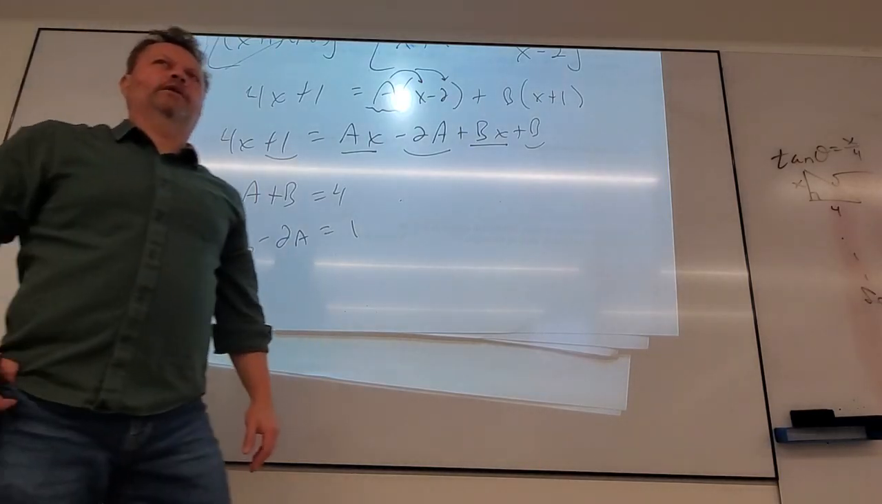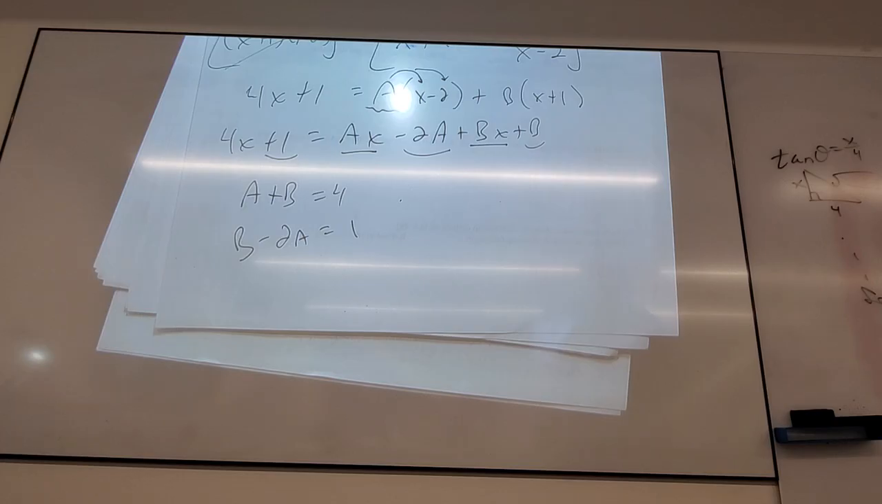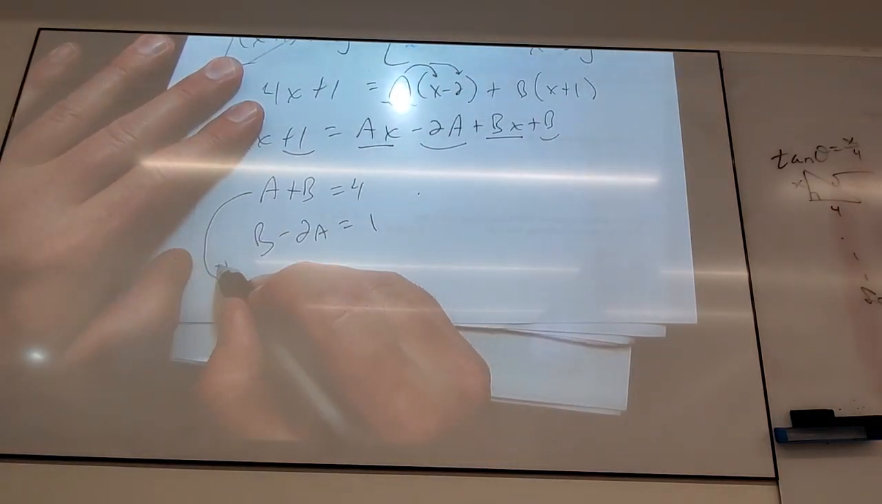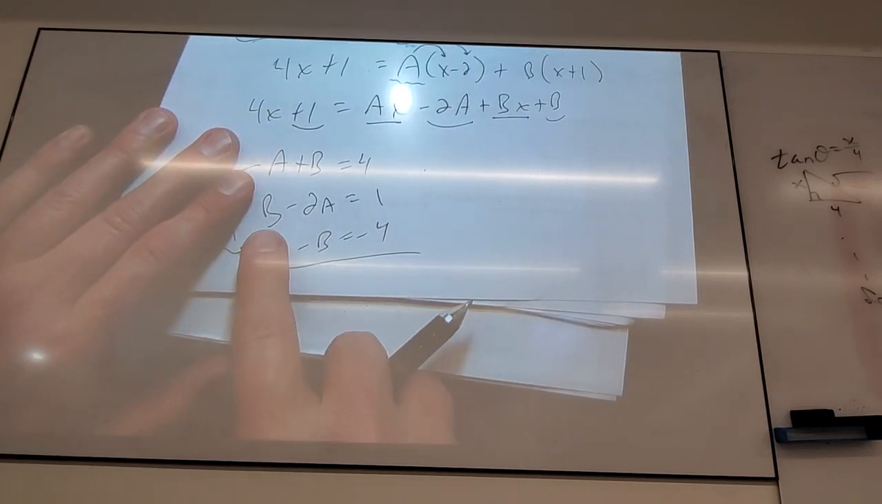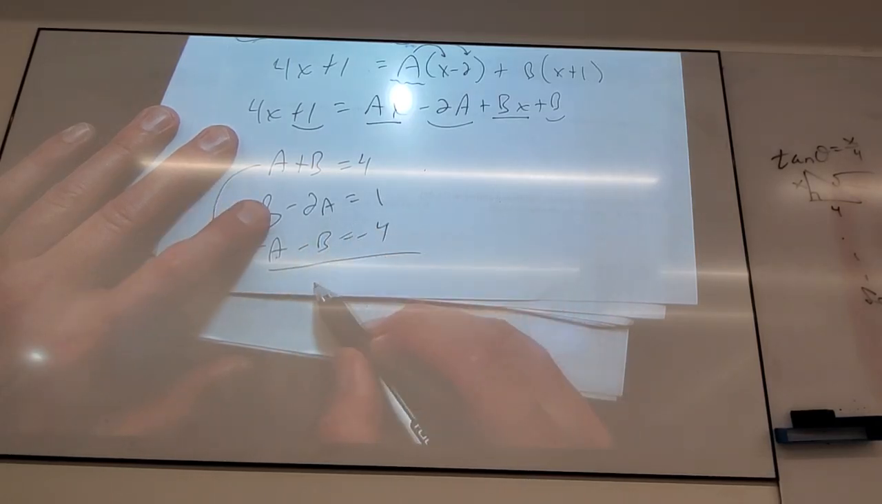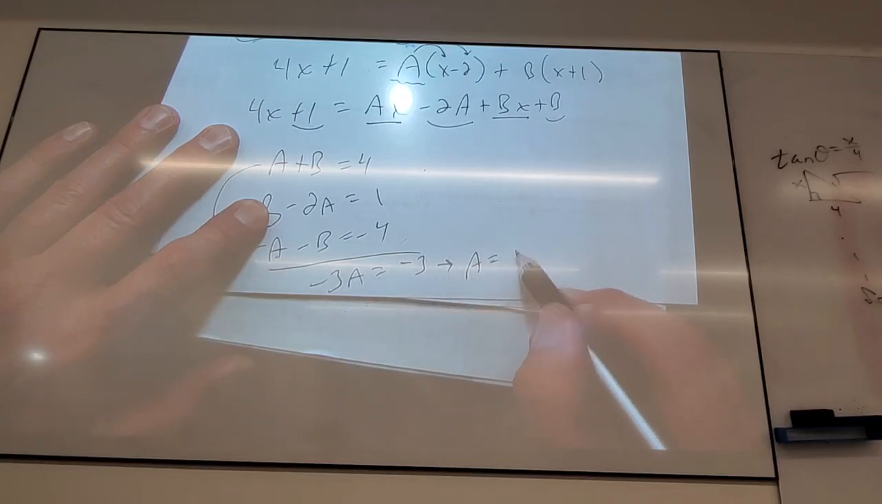Any suggestions on how to solve that system of equations? Multiply again. Okay, multiply the first one by negative 1. So if I multiply this by negative 1, I'll get negative a minus b equals negative 4, and if I add those together, what happens to the poor little b dudes? They die. Horrible death. Negative a plus negative 2a is negative 3a. 1 minus 4 is, so what's a? What's a? 1, yes.